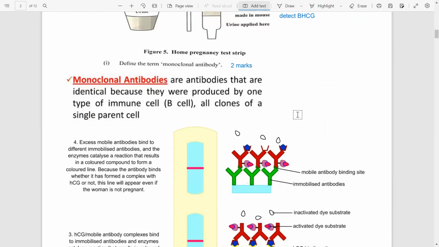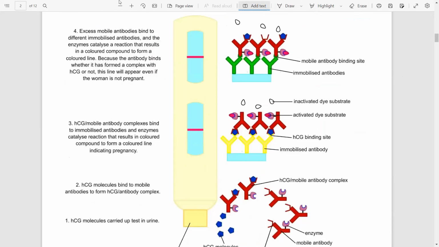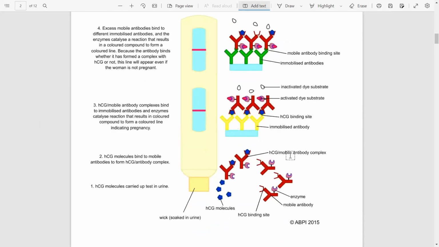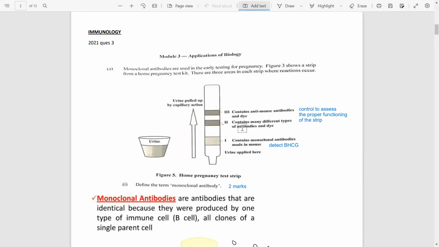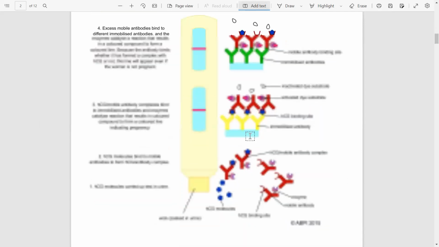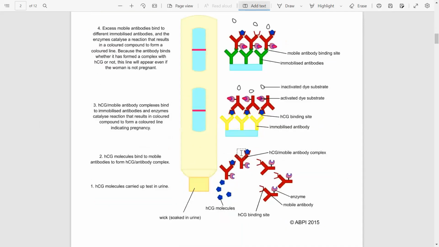So monoclonal antibodies are antibodies that are identical because they were produced by one type of immune cell from a single parent. All right, so how does this whole thing work now in pregnancy test kits? So bear in mind that we're going to be answering this past paper question, but I kind of wanted you to visualize what was happening first.